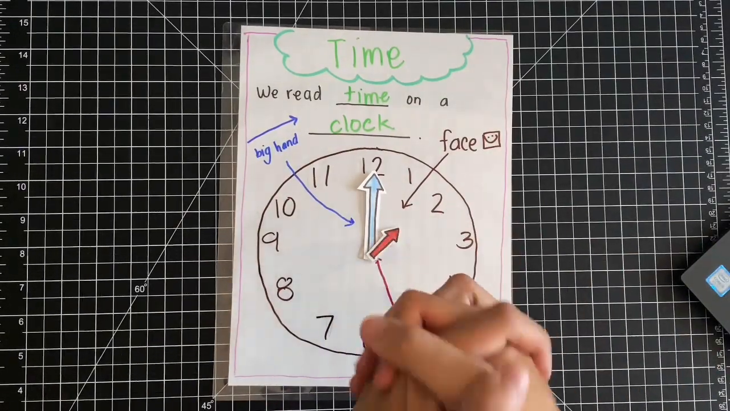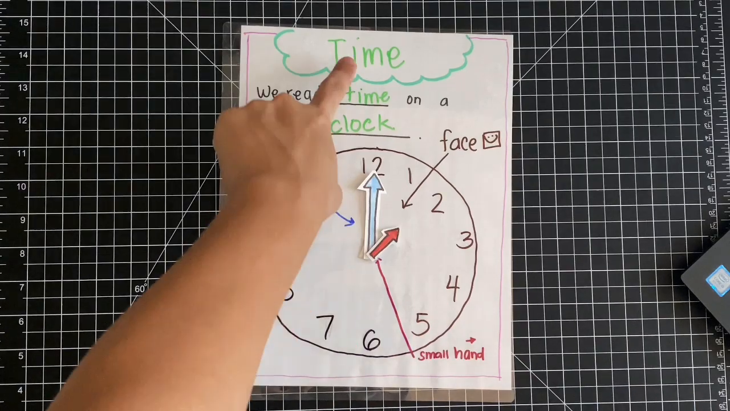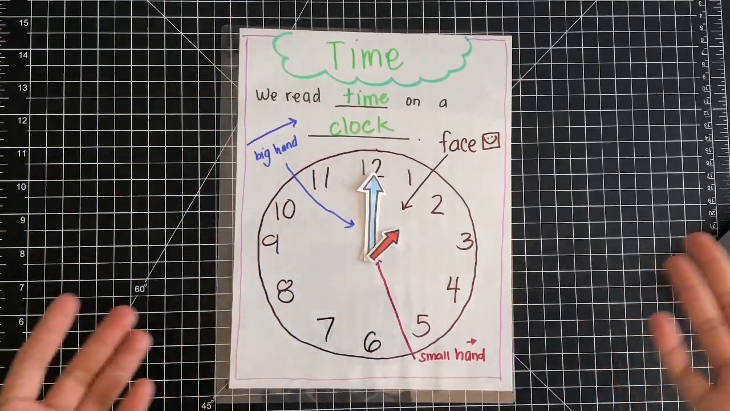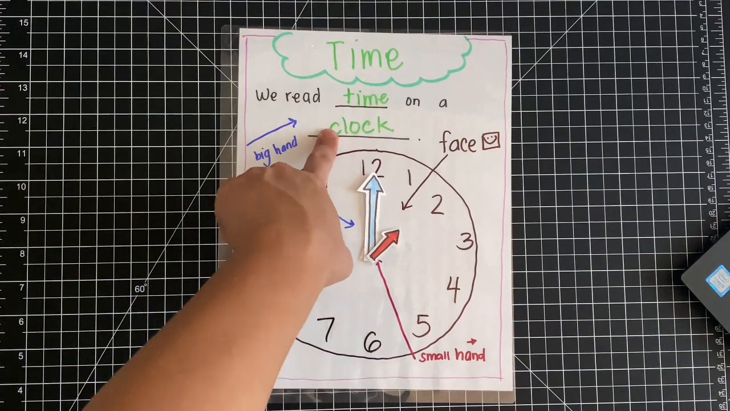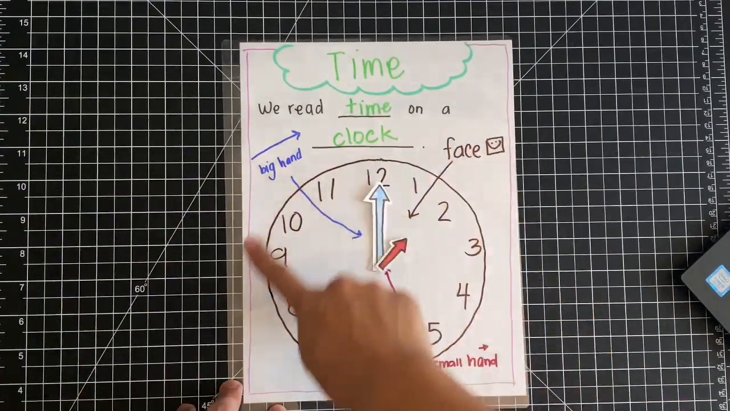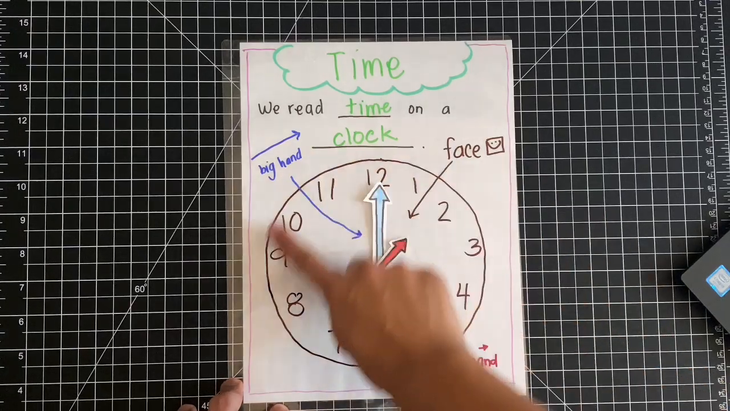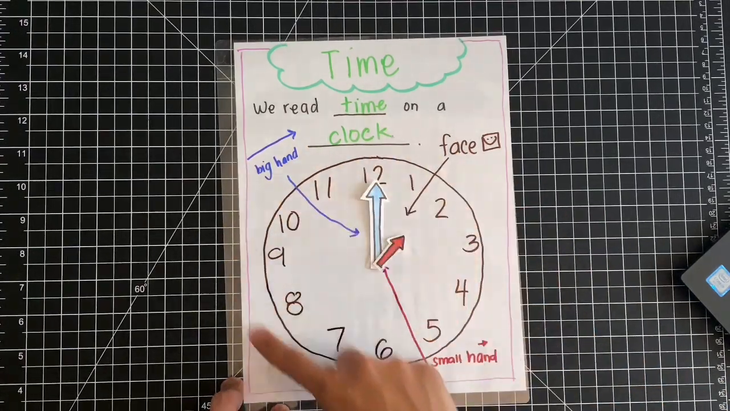All right, friends, let's continue our conversation about time. Now, remember, we can read time on a clock. And this is the first kind of clock we learned about this week. So, you remember the name of this clock?